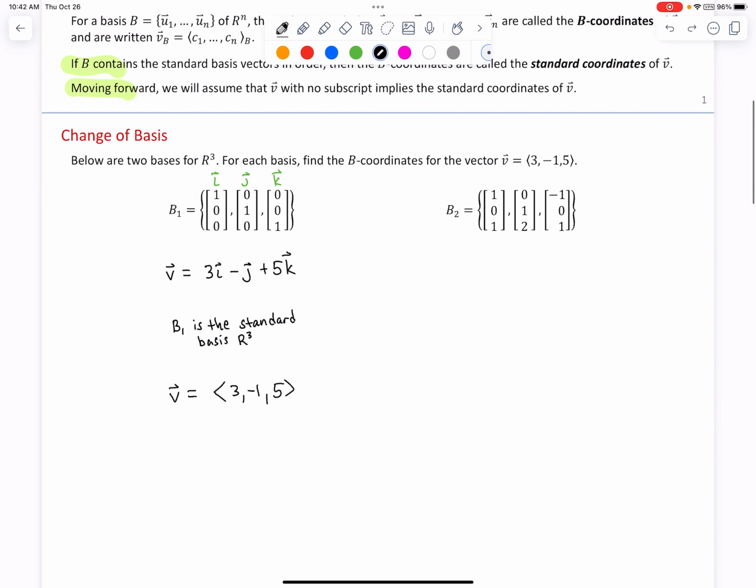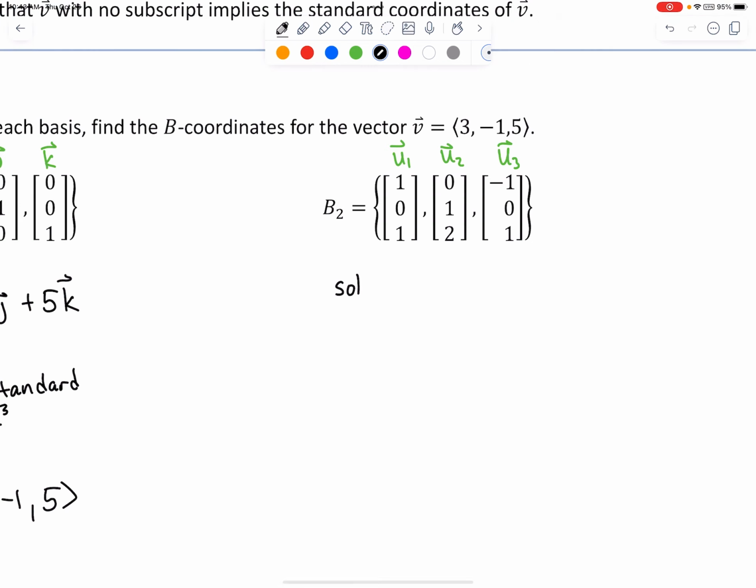But now B2 is a new basis for R3. We can prove that this is a basis by constructing a matrix with these vectors as its columns, and then finding the determinant. You would see that the determinant is non-zero, meaning that these three vectors are independent of each other. So they do form a basis that will span all of R3. Let's call the vectors U1 through U3. And once again, the goal here is to solve the following system. What scalar times U1 plus what scalar times U2 plus what scalar times U3 will produce the desired vector v?